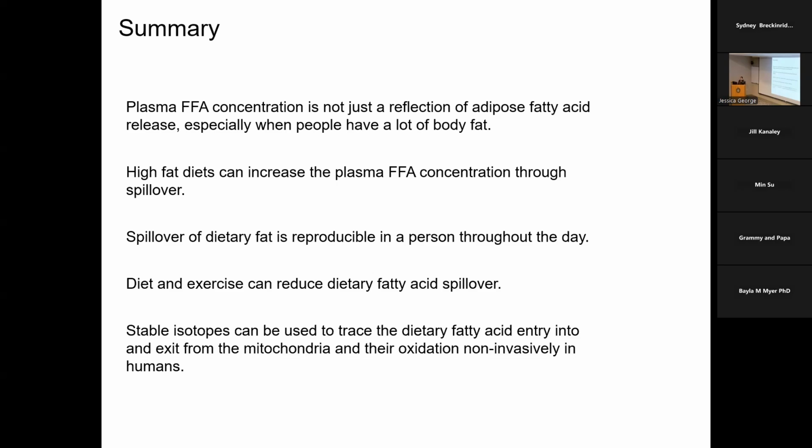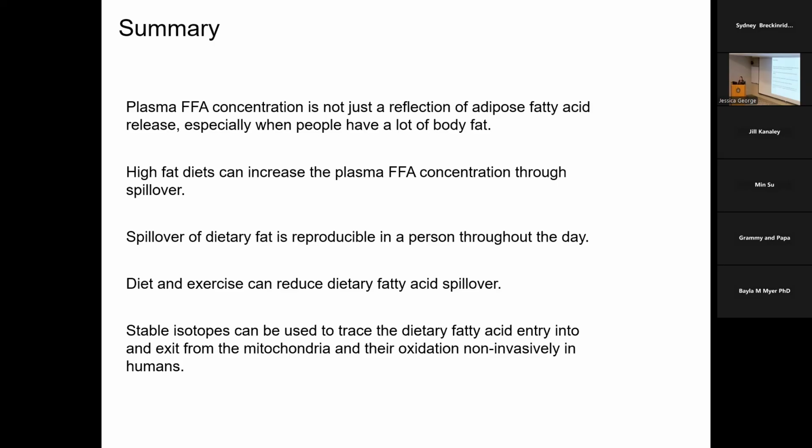And stable isotopes can be used to trace dietary fatty acid entry into and exit from the mitochondria and their oxidation non-invasively in humans. This method could be used in exercise or weight loss studies in which we are testing a hypothesis related to muscle fatty acid metabolism or oxidation.